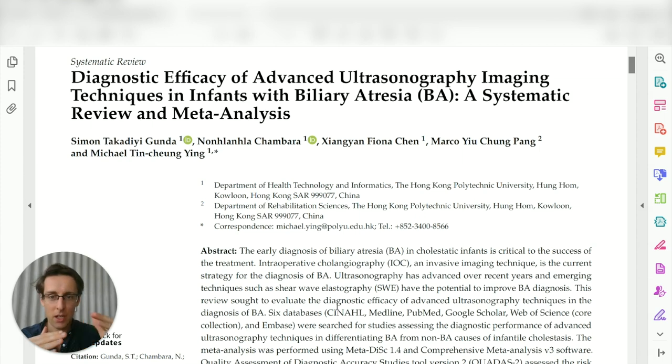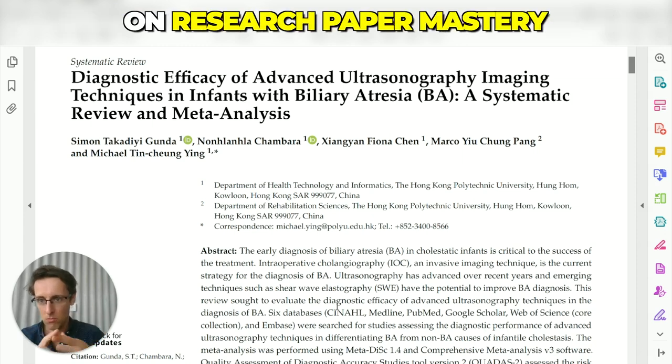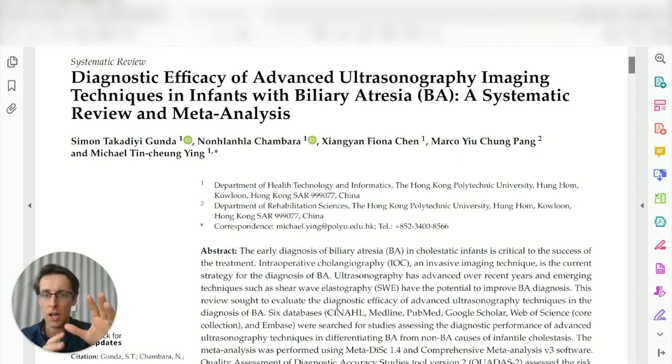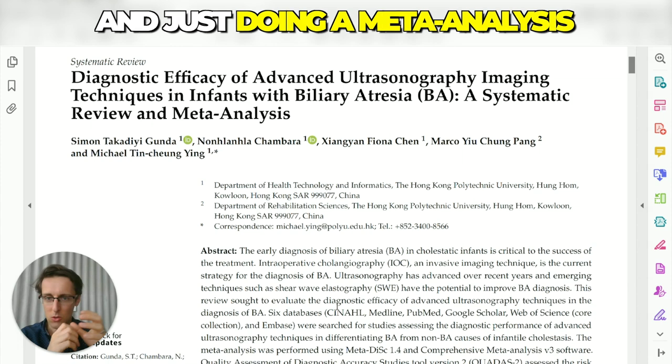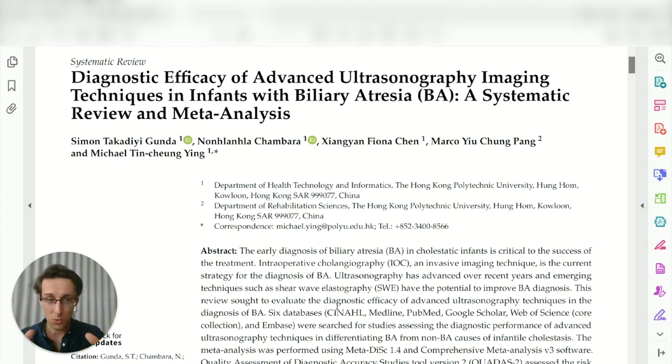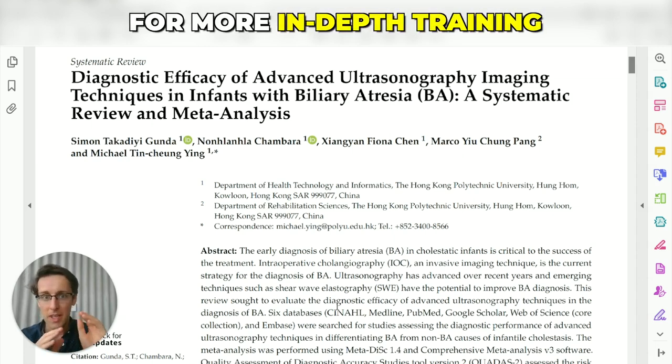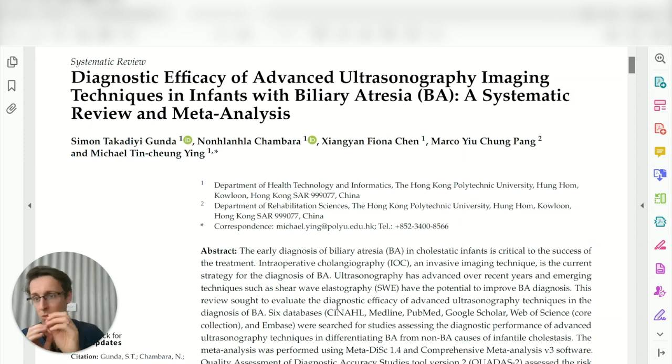And I won't dive into a lot of details about how to structure the introduction, how to structure each single section of this paper, because this is already presented in a lot of depth on Research Paper Mastery and PhD Accelerator. So I will just point out the differences between just doing a systematic review and just doing a meta-analysis, and how it's going to be different if you combine a systematic review and a meta-analysis. So for more in-depth training specifically on structuring a systematic review or specifically on writing a meta-analysis, definitely check out the relevant videos on Research Paper Mastery.